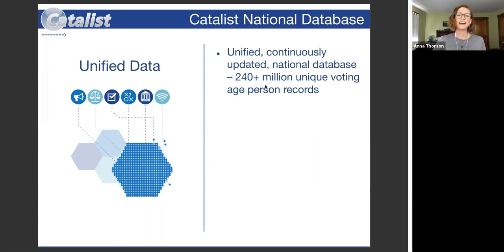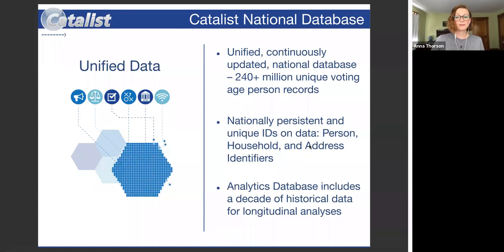We provide this continuously updated national database of around 240 million unique voting age person records. It's a lot of data. It has nationally persistent and unique IDs on person, household, and address identifiers. And then we have this analytics database, which includes over a decade of historical data for longitudinal analyses. This is the data that I use when I'm building the models that we're talking about today. So that's who Catalist is.